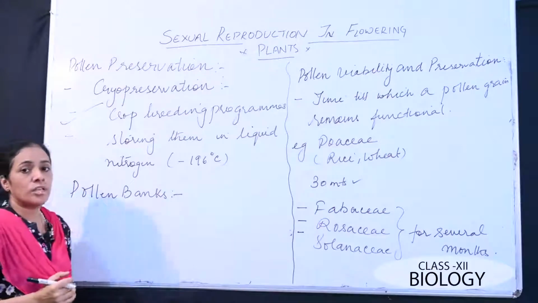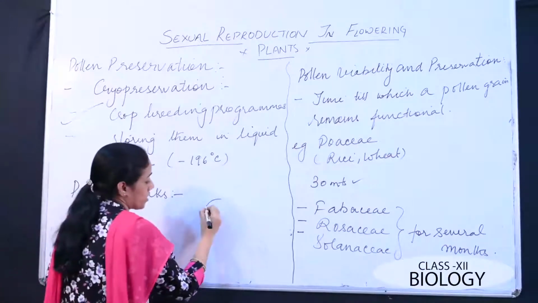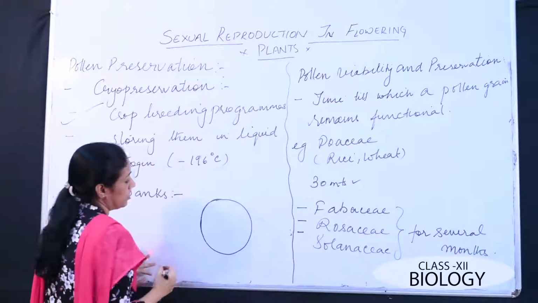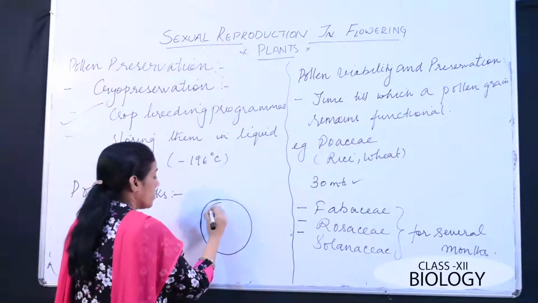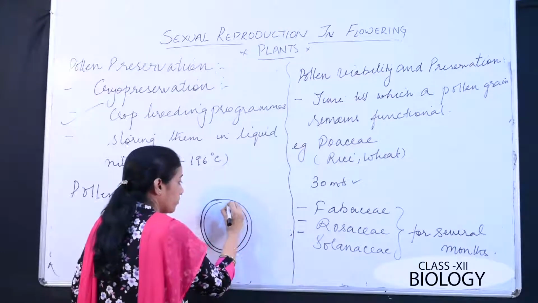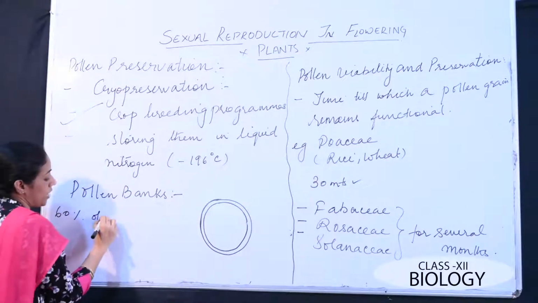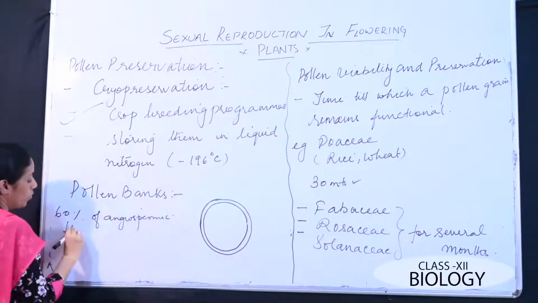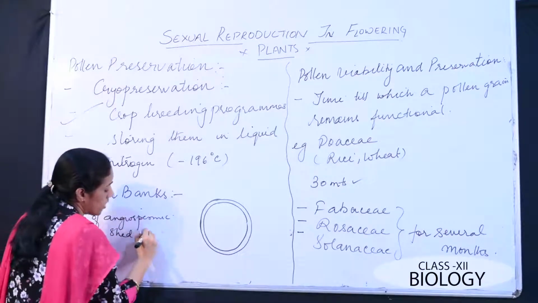Now the last thing I would like to tell you is that pollen grains, students, let me make a structure once again. In the majority of angiosperms, in the majority of flowering plants, the pollen grains get shed at a 2-cell stage. Majority means, in percentage, about 60% of angiospermic flowers; the pollen grains are shed at a 2-cell stage.